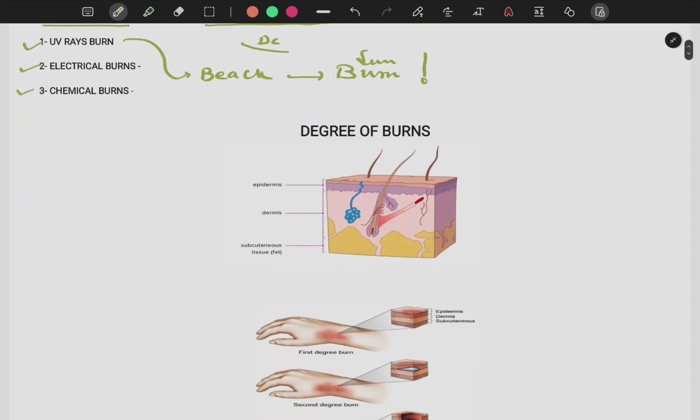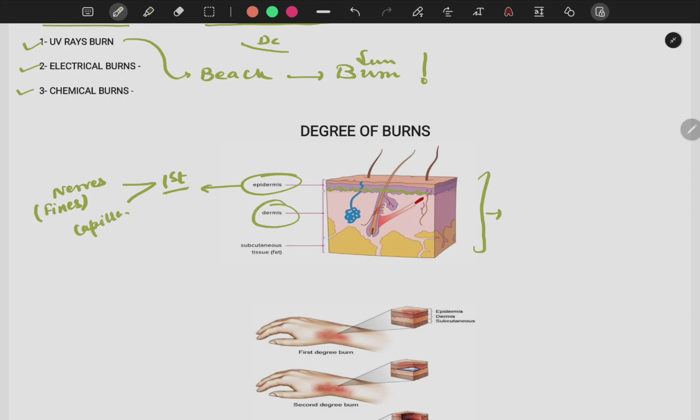Now coming to the degree of burns. First we need to see the anatomy of what skin looks like. Skin in the superficial layer has the epidermis. The epidermis is the first, most superficial layer. In this layer there are no nerves, and even if nerves are there, they are going to be very fine nerves. No major nerve, no major capillary or artery is going to be there.